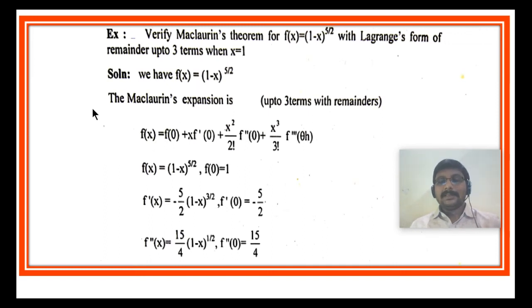The formula is f of x equals f of 0 as the first term, plus x by 1 factorial f dash of 0 as the second term, plus x squared by 2 factorial f double dash of 0 as the third term. After these 3 terms we have to write the remainder term. The remainder term is x power n by n factorial f nth derivative at theta h.